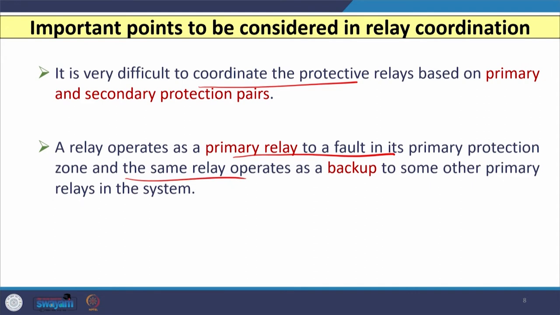So, when we consider a particular relay, let us say relay X, then that relay will act as a primary relay for a fault in its zone, and the same relay will also act as a backup relay for a fault somewhere else or in the nearby adjoining section. So, it is really difficult to decide whether this relay will operate as a primary relay or as a backup relay. Relaying schemes and setting procedures are also different.